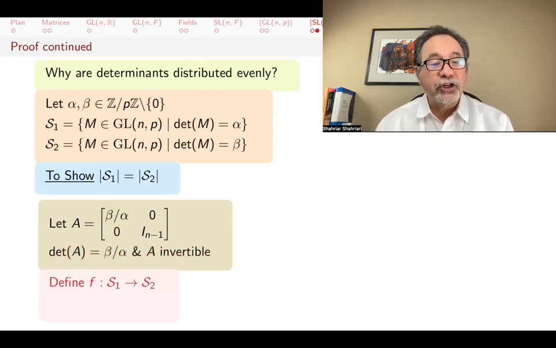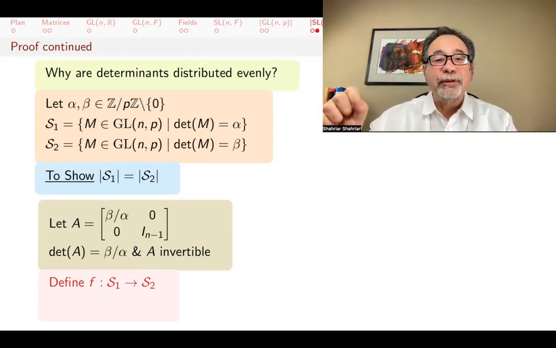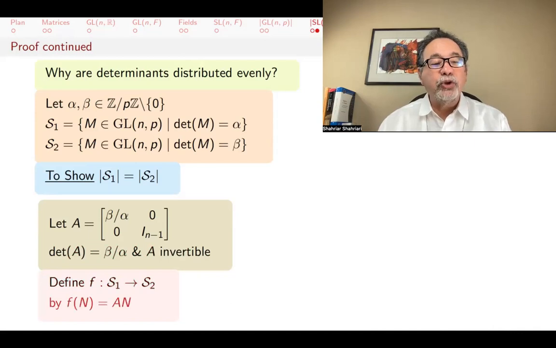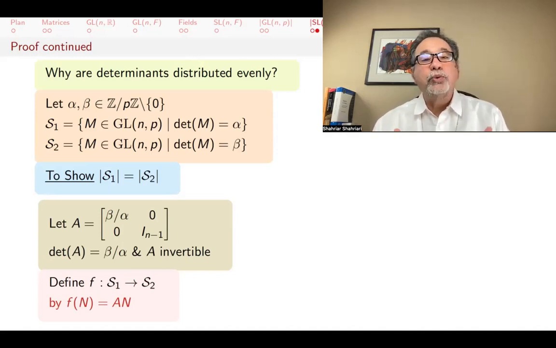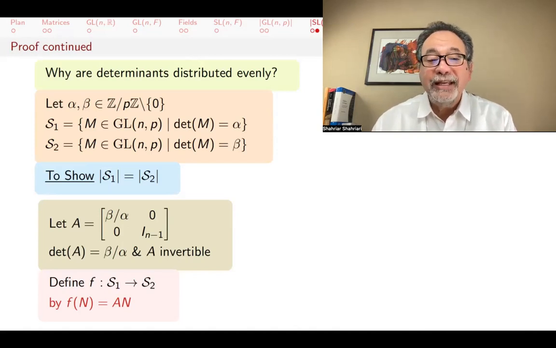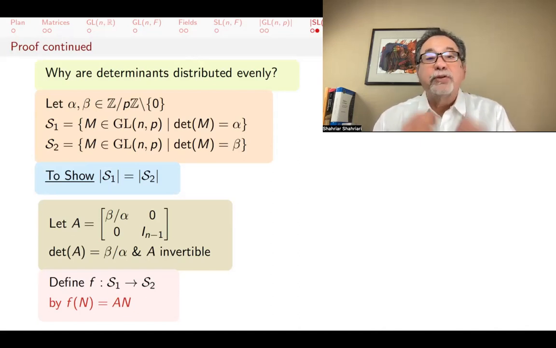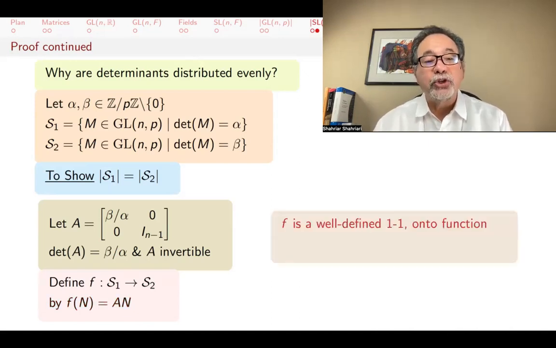Then you define a function from S1 to S2. One way to show that two sets have the same size is to give a bijection, a one-to-one correspondence between the two sets, to say that this element of this set and that element of that set correspond to each other. We define that by f(N) equals AN. If a matrix N walks through the door from S1, you pre-multiply it by A, and you get AN. The determinant of that is going to be beta. Why? Because the determinant of A is beta over alpha, the determinant of N is alpha, and the determinant of AN is the same as the determinant of A times the determinant of N. So this does give you a matrix in S2.